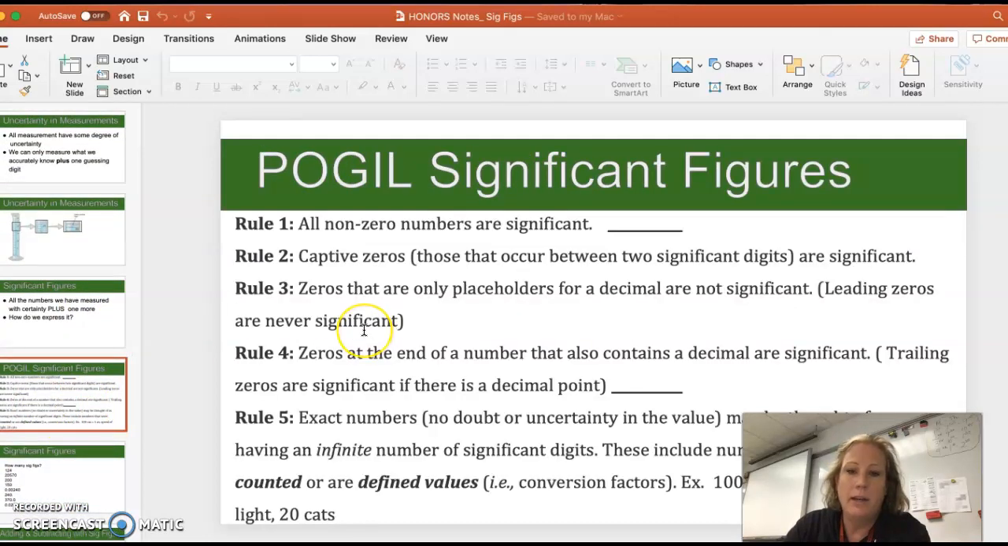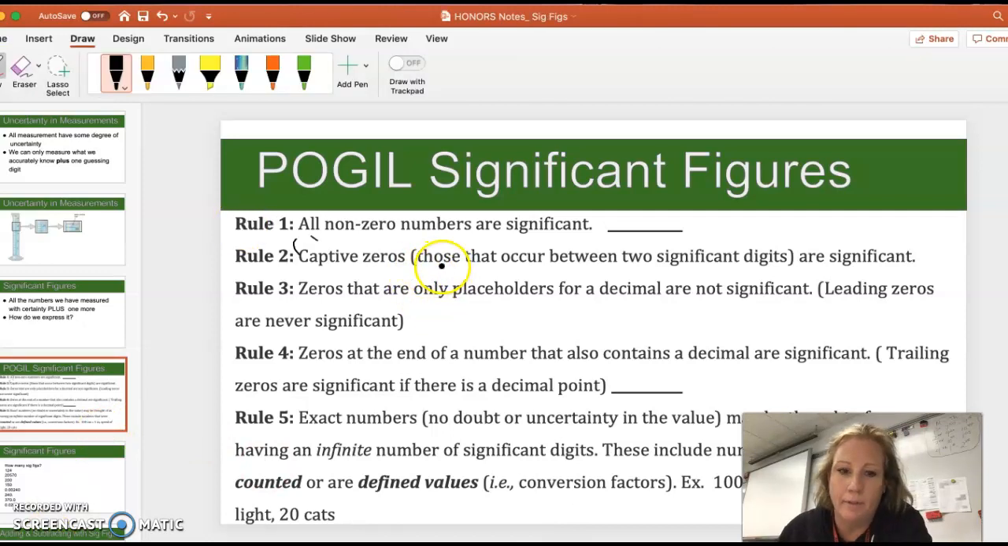And the rules that you covered on the POGIL, it's really easy when it's a non-zero number. It's those zeros that are tricky. So, sandwich rule, captive zeros: if you have a significant figure anywhere on the left and the right, then everything in the middle is automatically significant. An example of the captive zero sandwich rule would be the number 1002. The 1 is significant, the 2 is, so the zeros have to be.